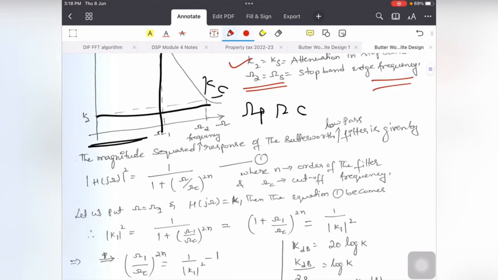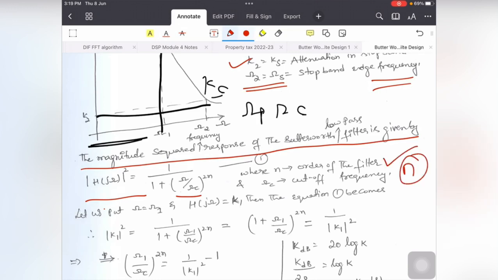Then we should know the magnitude squared response of the low pass Butterworth filter is given by |H(j omega)|^2 equal to 1 divided by 1 plus (omega by omega c) whole power 2n, where n is the order of the filter. We are going to derive the equation for n in this derivation. Here omega is the analog frequency and omega c is the cutoff frequency. We are deriving the equation for both n as well as omega c in this class. Now let us continue with the derivation. Call this equation 1.